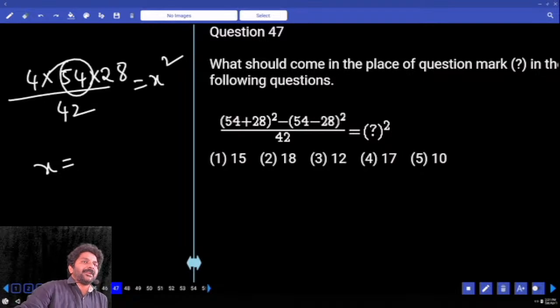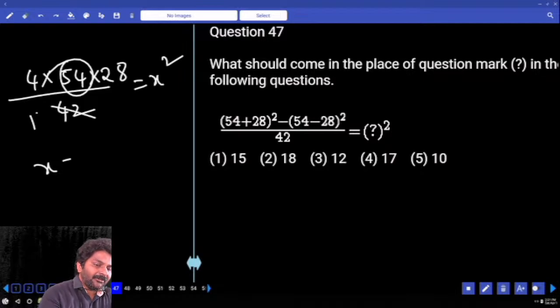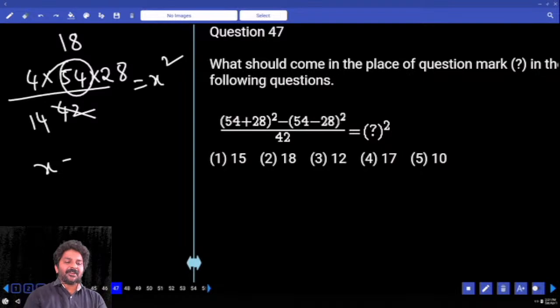In the denominator, do you have a 9 multiple? No. But you have only a 3 multiple. First let me cancel that 3 multiple here. 3 14 times 3, 18 times. Now if you observe your numerator, you have a 9 multiple, correct? If x square is a 9 multiple, the x value must be a 3 multiple.